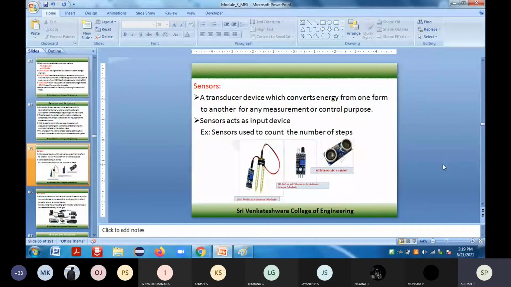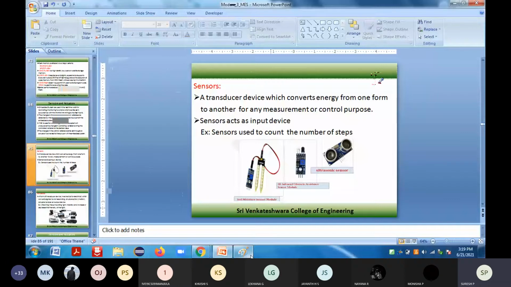So next comes the question: what do you mean by transducer? Have you heard the word transducer? Anybody? A transducer is going to convert one form of energy to another form.